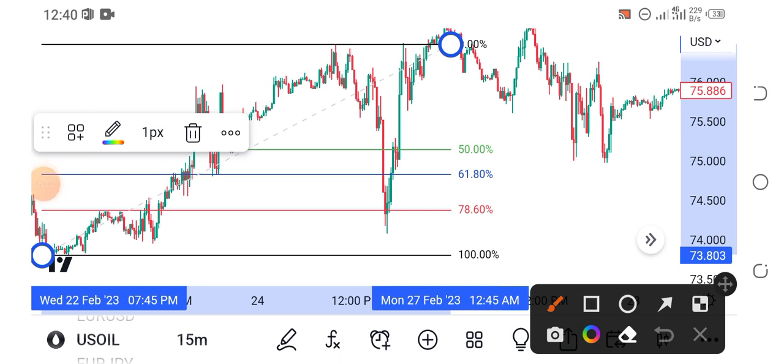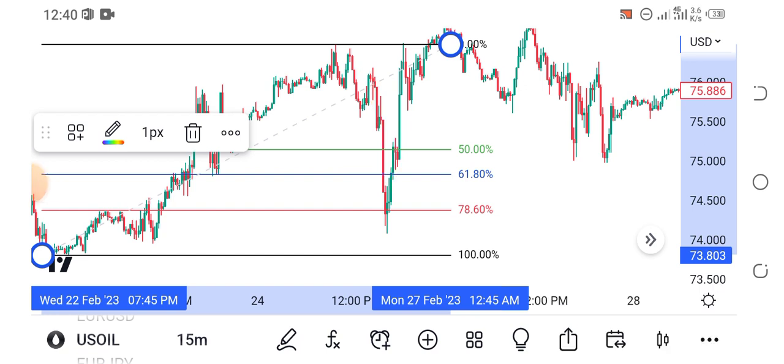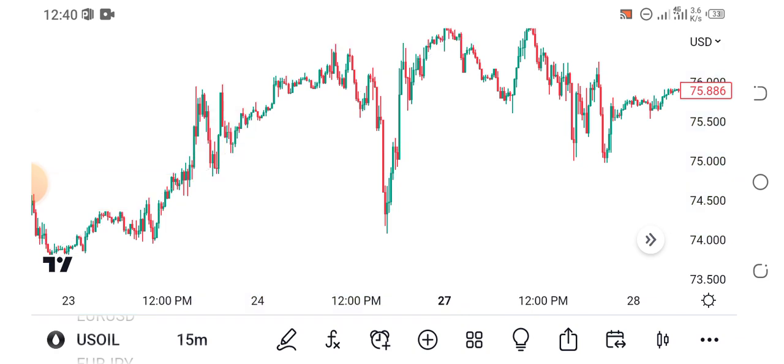Why is it called completely? Because it was able to reverse up to the 50 Fibonacci to 60 Fibonacci level, right? So that is for that. Now we are done with that. I want to show you another bullish sample.